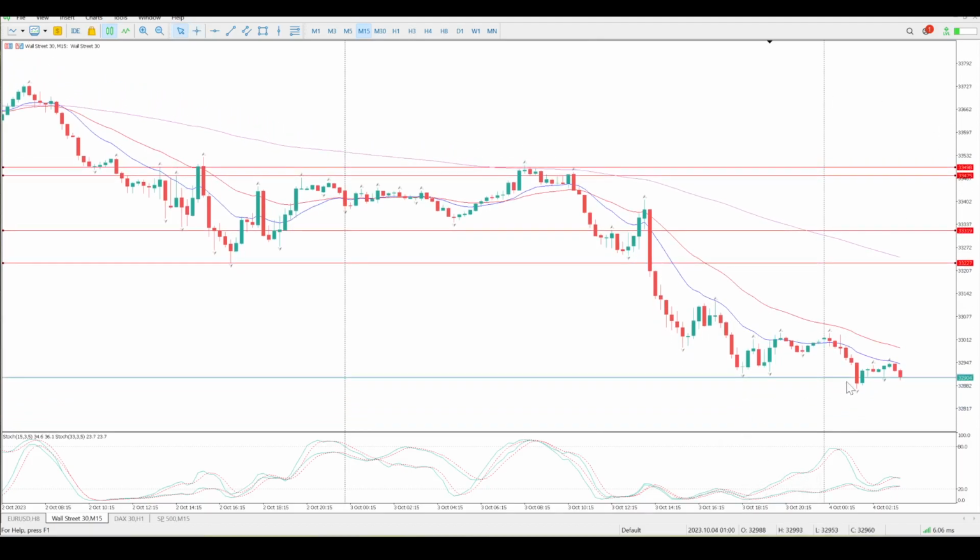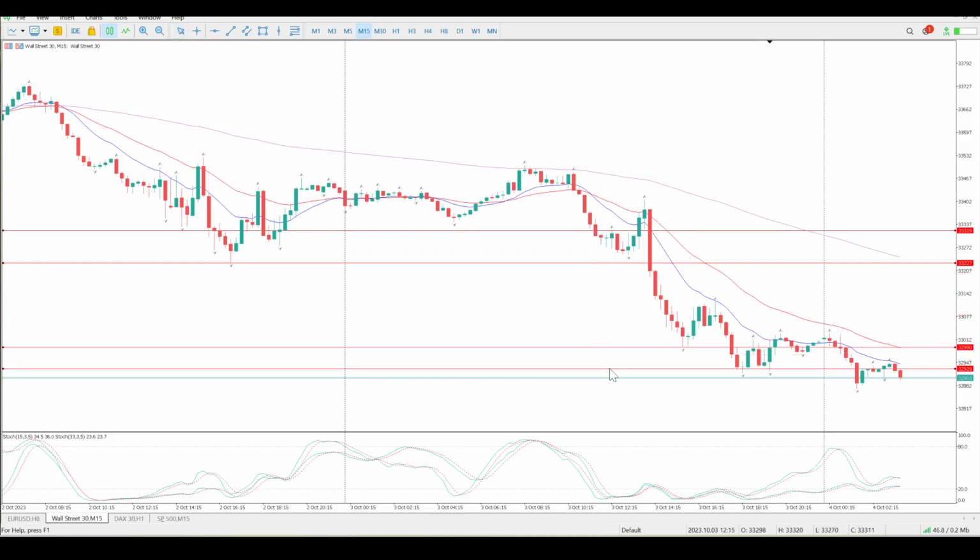At the moment, you can see we've got divergences here. We do have some structure. I'm just going to use these ones here. That is a fairly decent level to be paying attention to. You can see we haven't respected it. We tried there going into the close, but we didn't really respect that. So that is at 32,990. So 32,990 would be my level for a rejection. The other alternative here would be a break and retest of 32,919.